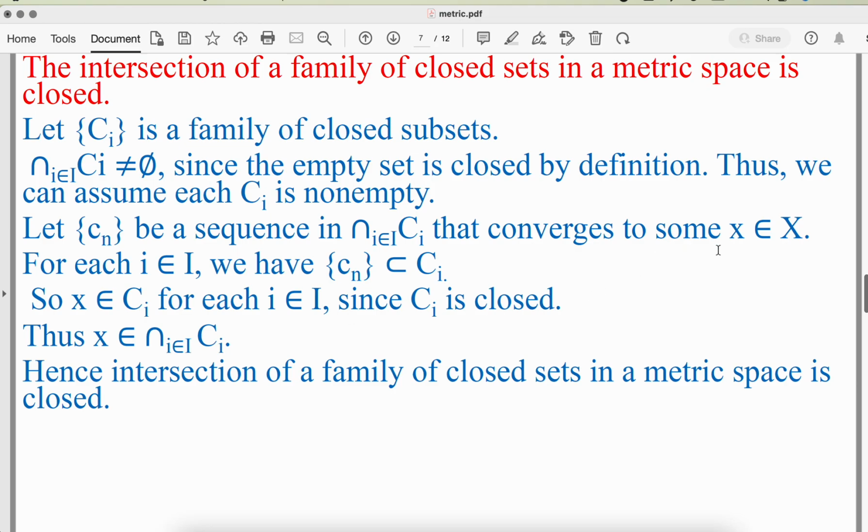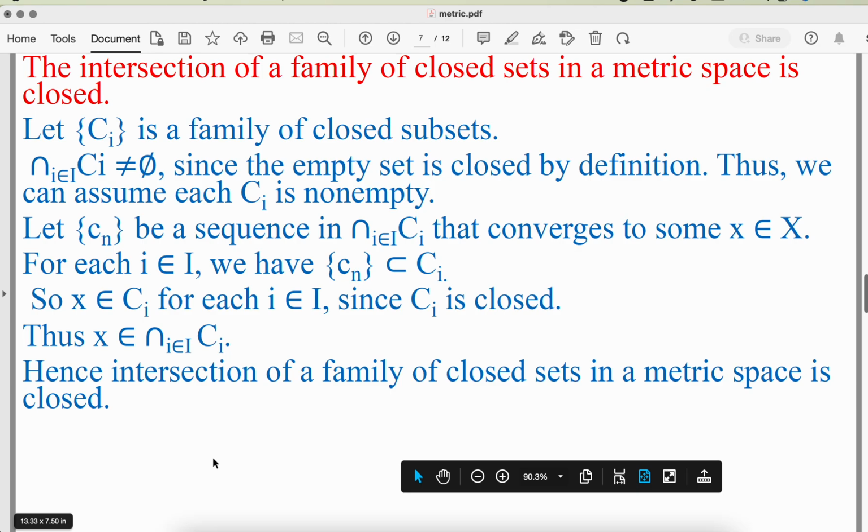Because the sequence converges to x, it means x belongs to C_i for each i because C_i is closed. If x belongs to C_i for each i, it means x belongs to the intersection of C_i for i belonging to I. So it means the limit point belongs to this intersection. It means the intersection of a family of closed sets in a metric space is closed.